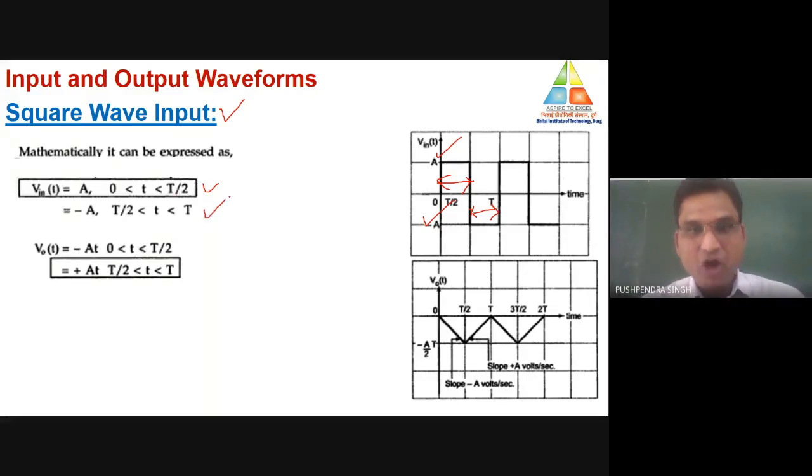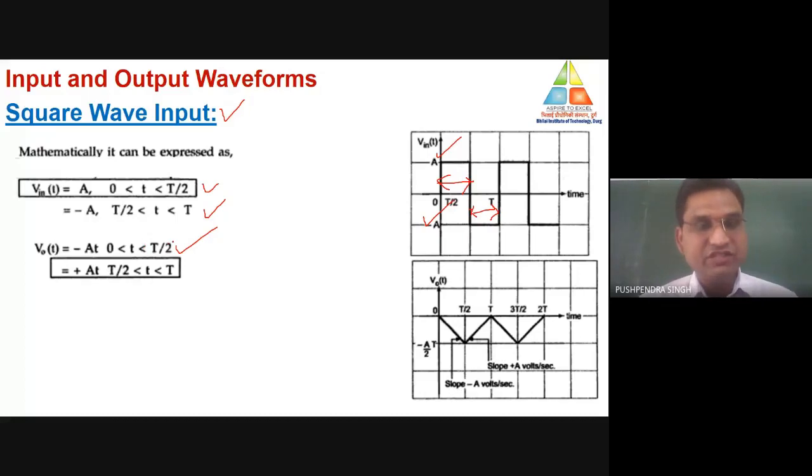What is the value of output? So output is minus integration from 0 to t, Vin into dt, the general expression of the ideal integrator circuit. So in the positive half, when the value of amplitude is plus A, what will be the value of output? Output will be minus At. Why? Because there is a phase shift of 180 degrees. I hope that is clear now.